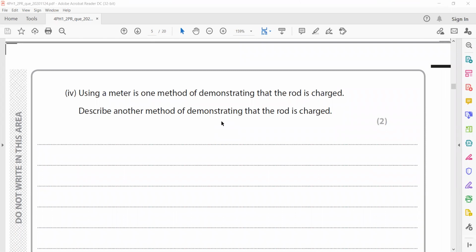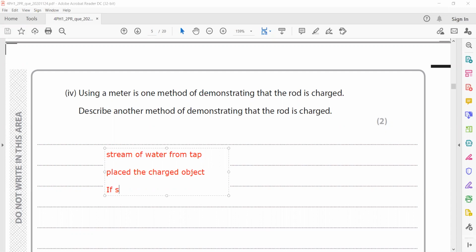Using a meter is one method of demonstrating that the rod is charged. Describe another method to demonstrate that the rod is charged. So what else can we do? We can use a water stream from the tap, and we can place the object near it. If the stream deflects, it shows the object is charged.